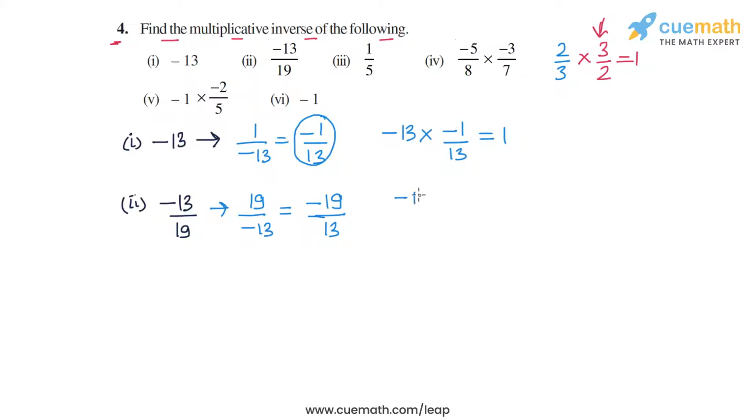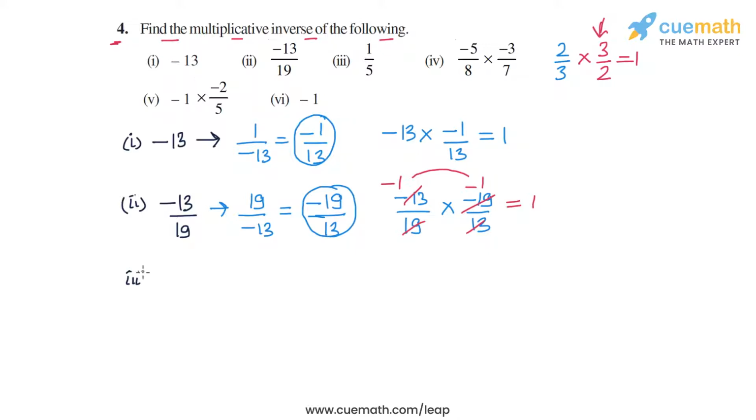Once again, we can verify that this works. If we take minus 13 by 19 and multiply it by minus 19 by 13, we will get minus 13 by 13 as minus 1 and minus 19 by 19 also is minus 1. And the product of minus 1 and minus 1 will give us 1. So the answer, the reciprocal or multiplicative inverse in part 2 is negative 19 by 13.